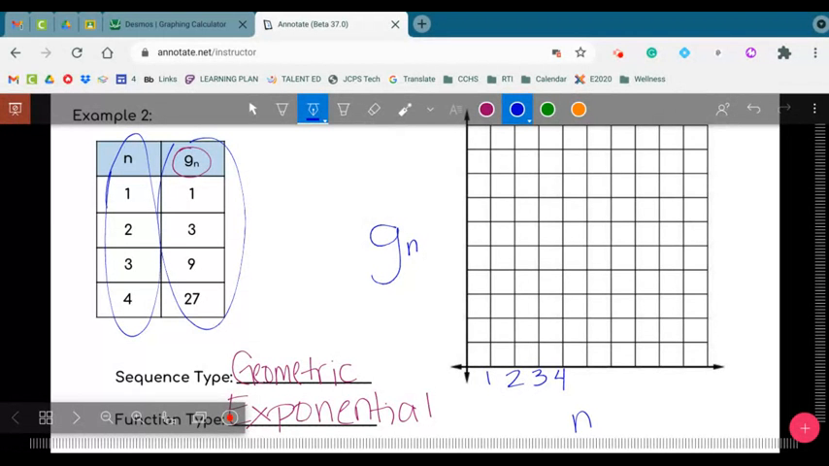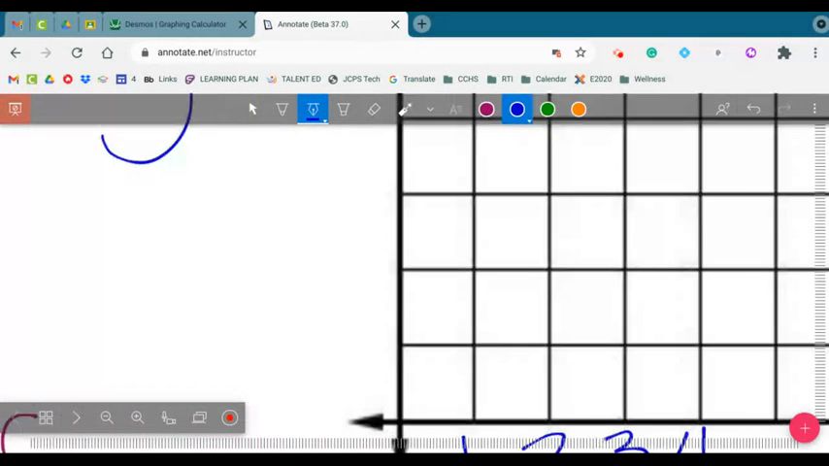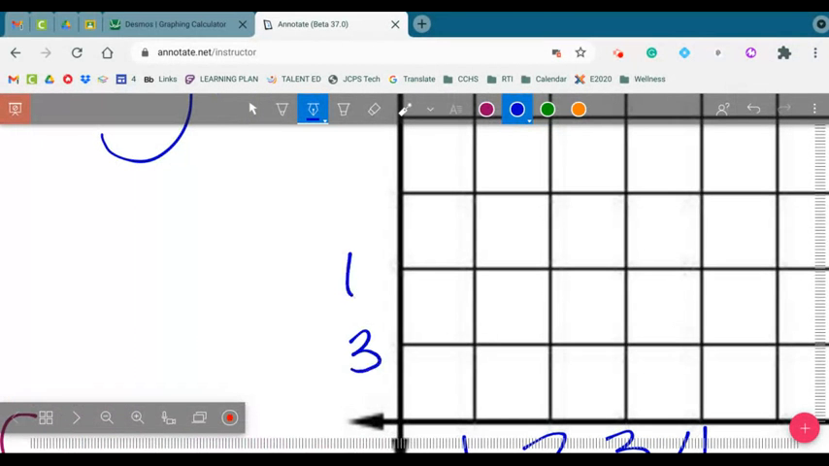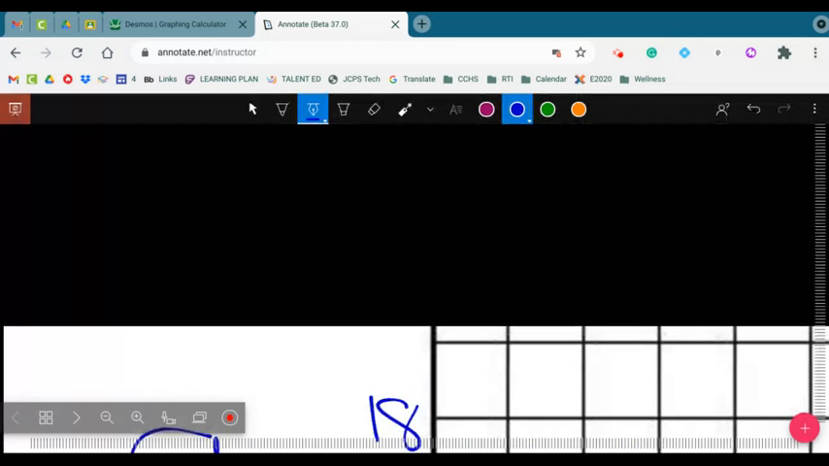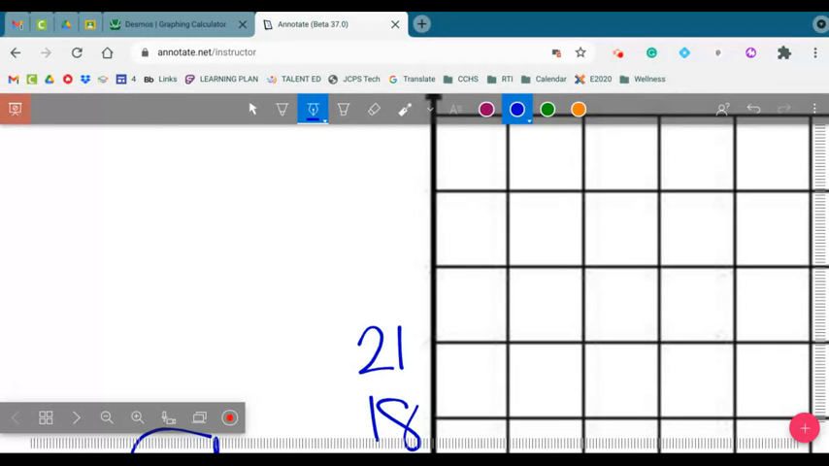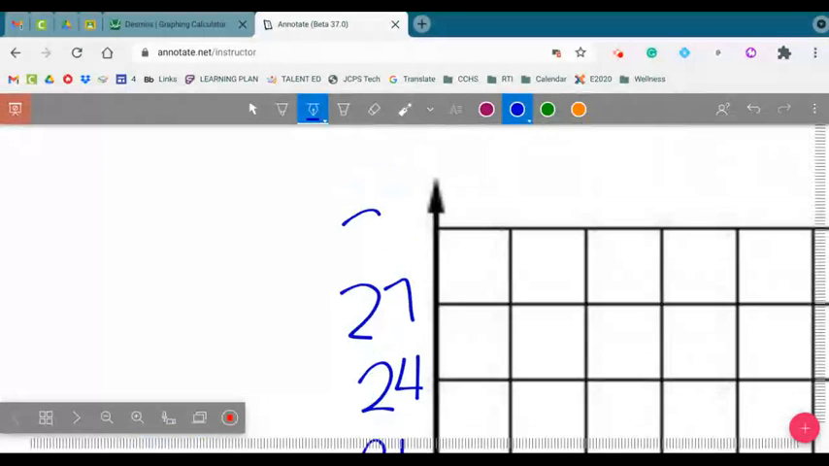So you have to think, what can I go up by that's the same amount to hit all those numbers? You cannot just put 1, 3, 9, 27 under your graph. So we want to go up. 3 would be a good number to go up by. So 3, 6, 9, 12, 15, 18, 21, 24, 27, 30.